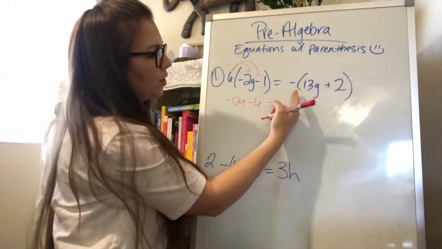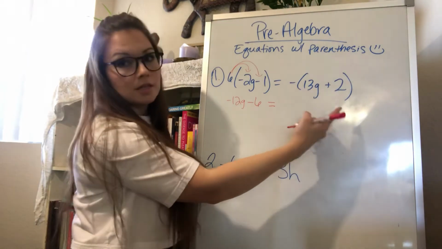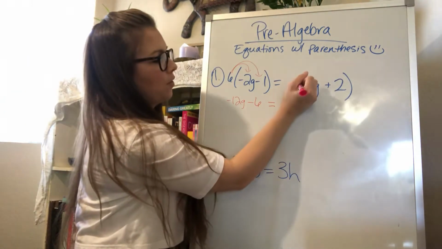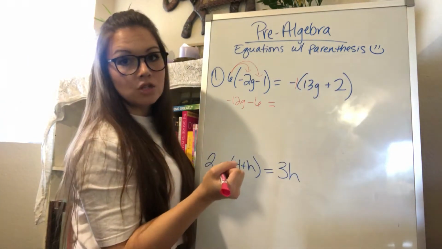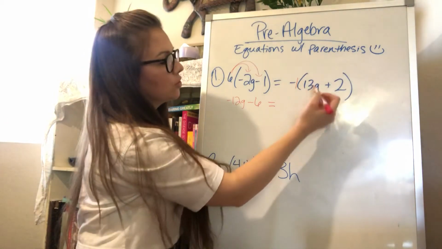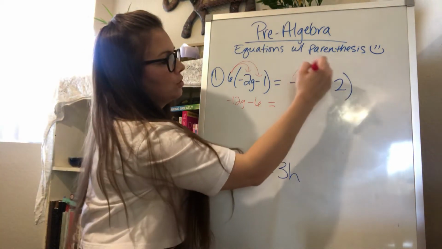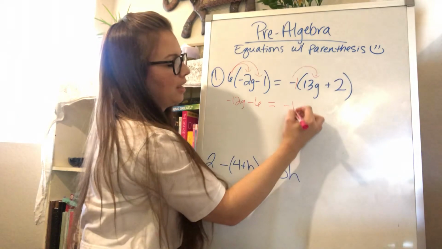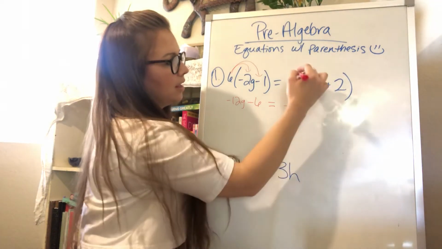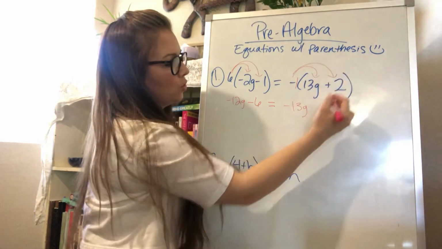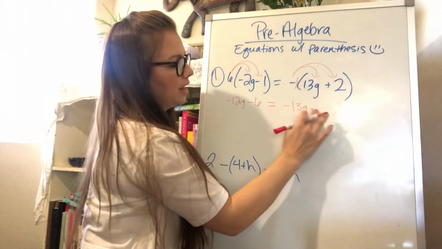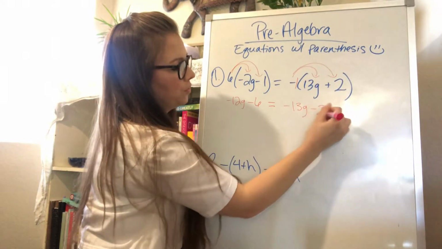Over here, we have a negative outside the parentheses. So that means that it's really a negative 1, and we need to distribute that negative 1 to 13g and 2. So negative 1 times 13g would be negative 13g. Negative 1 times 2 would be negative 2 or minus 2.